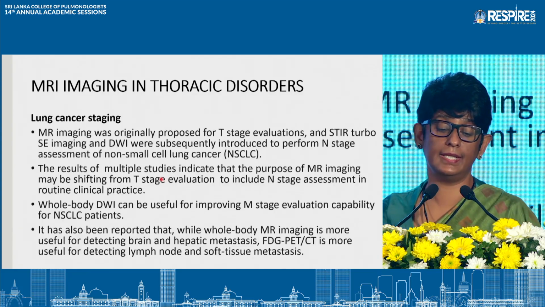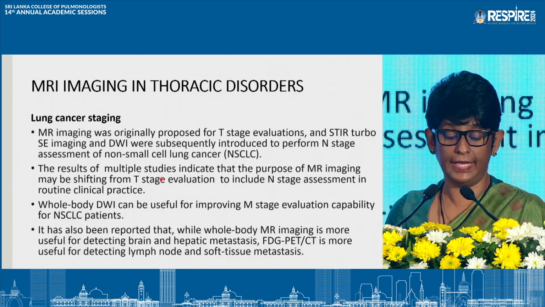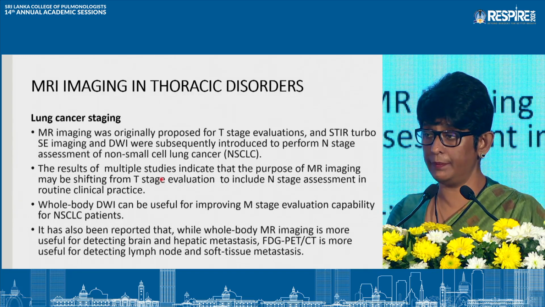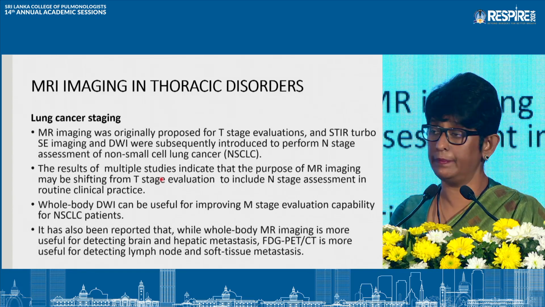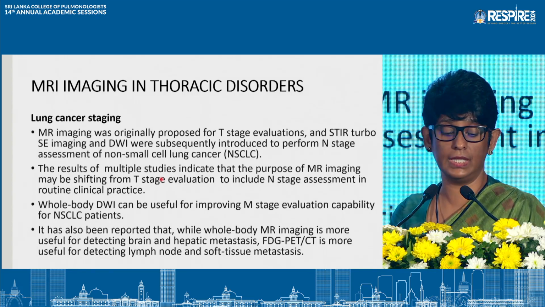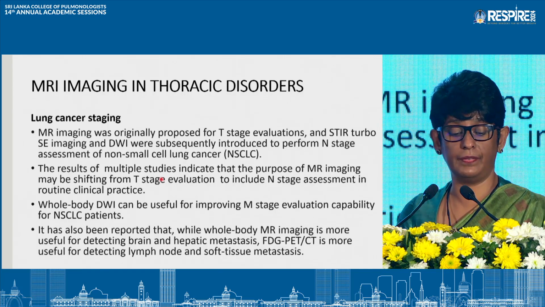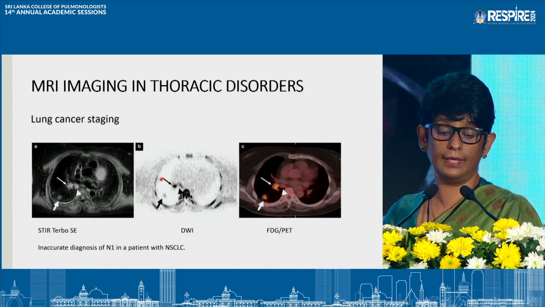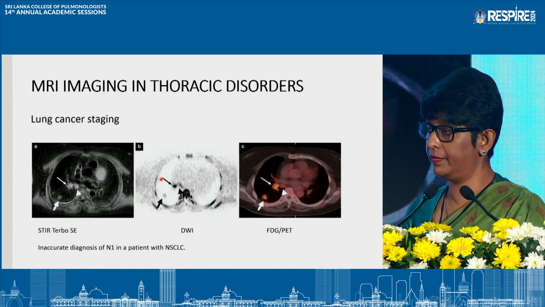Lung cancer staging. Now, MRI is having its say in lung cancer imaging as well. Initially, it was thought that it is better for T imaging, but now it has been found that it is better in N staging or nodal staging, and also for M staging with diffusion weighting. I will show you an example where lung cancer staging with MRI has done better than PET FDG.